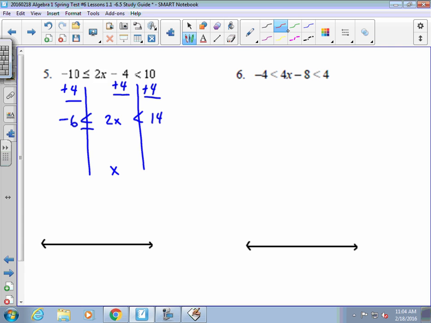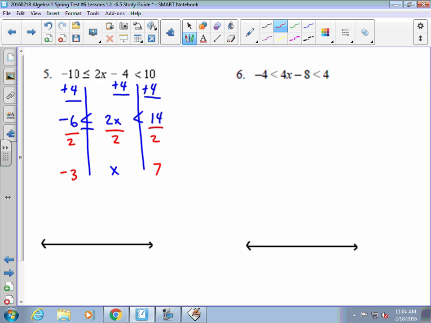Then get x by itself in the middle. It says 2 times that. Undo that by dividing by 2. Again, if you do something to the middle, do it to the left, divide by 2, and the right, divide by 2. Negative 6 divided by 2, opposite signs, is negative 3. And 14 divided by 2, same signs, is positive 7.